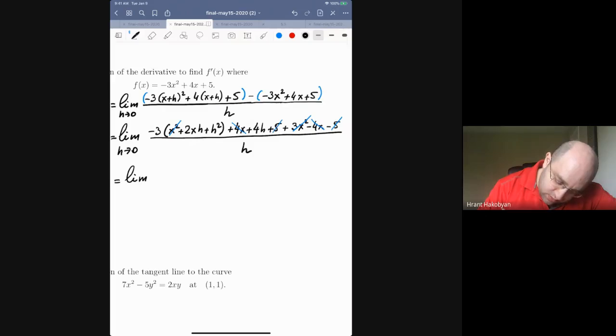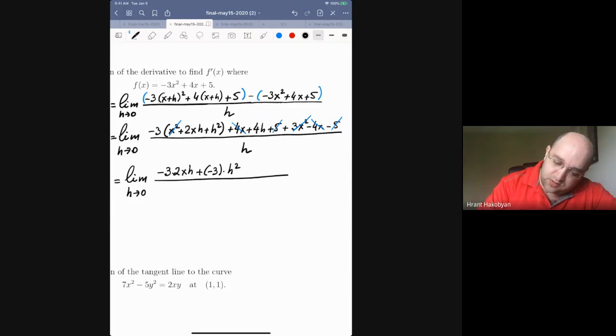the limit as h goes to 0. I still have the terms left from the first parenthesis. So it's going to be negative 3 times 2xh plus, again, negative 3 times h squared. Those are this term here times that and times that, plus 4h here.